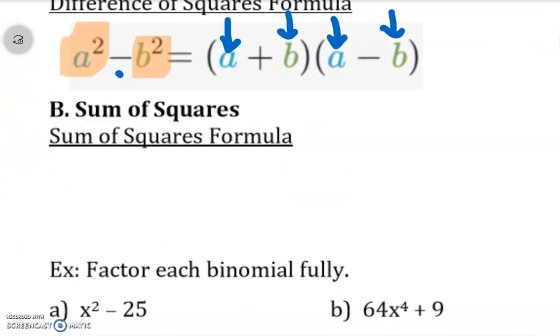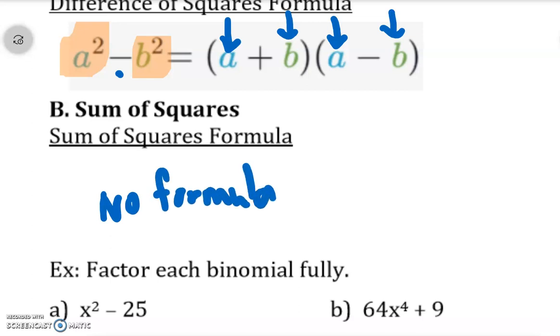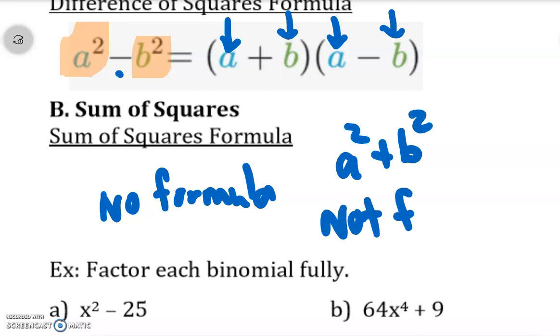Sum of squares: no formula. A sum of squares, for example, a squared plus b squared, is not factorable. This cannot be factored.